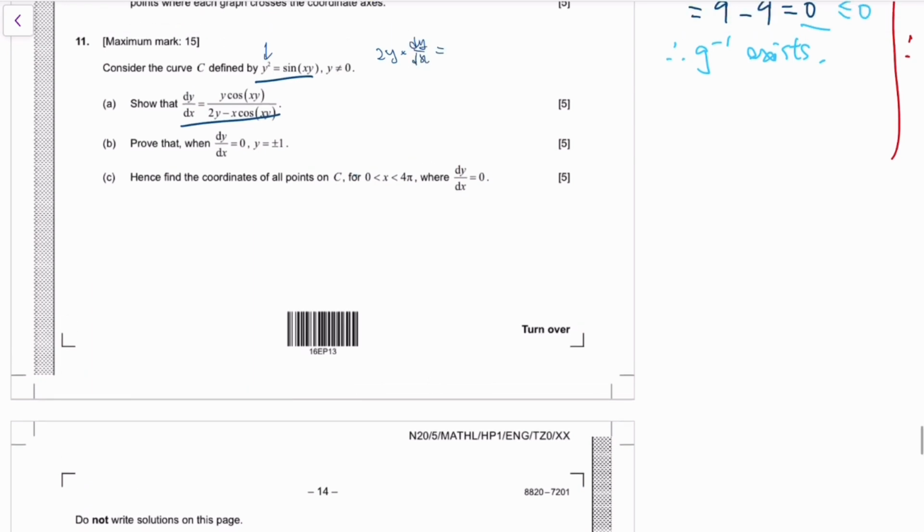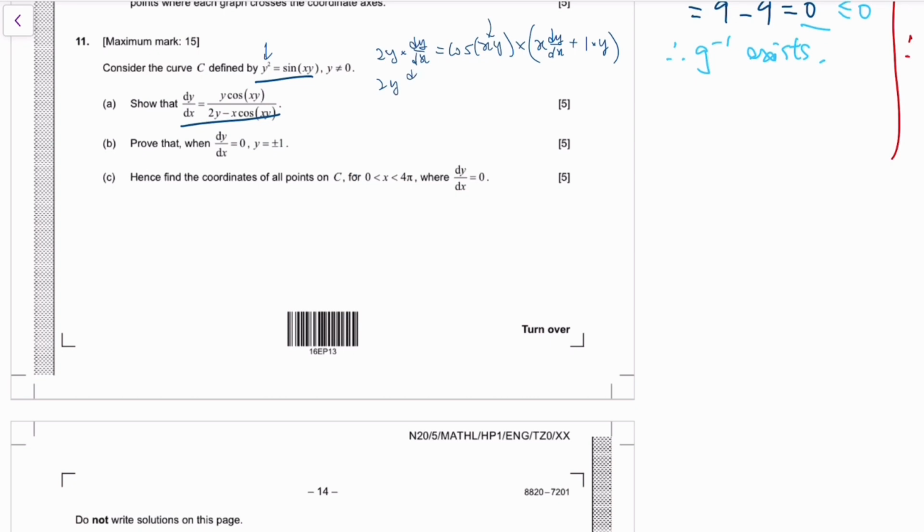Right hand side, differentiate the sine, the derivative of sine is cosine. Copy the inside, times the derivative of the inside. The inside is x times y, so we need the product rule. Product rule: copy the first, differentiate the y, plus differentiate the first thing, the derivative of x is 1, and then copy the second thing. Okay, so that should be the derivative.